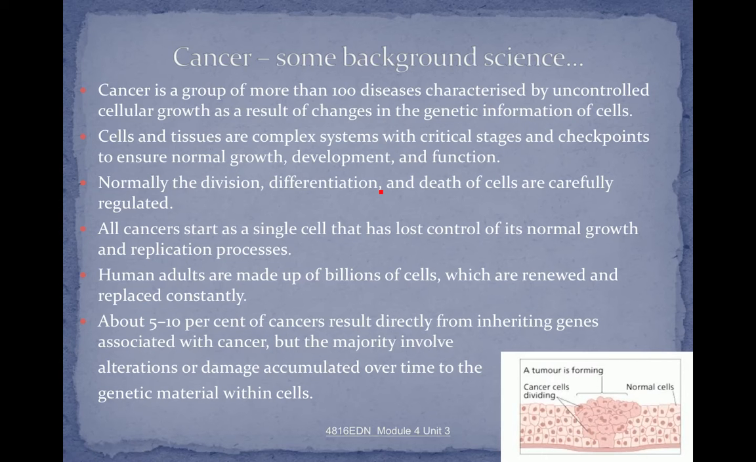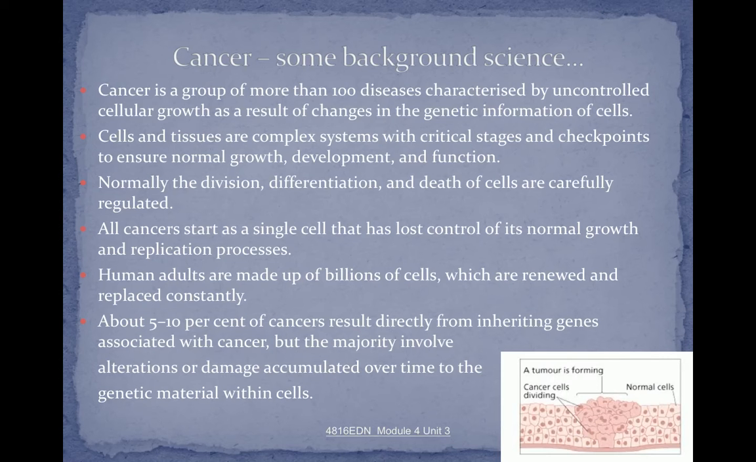So there's a cycle, and that cycle is carefully regulated in normal non-cancerous cells. Okay, so that's what happens every day in every one of us. So all cancers begin, though, as a single cell that has lost control of its normal growth and replication process. All right, so when that system gets disrupted, that's when we have a problem.